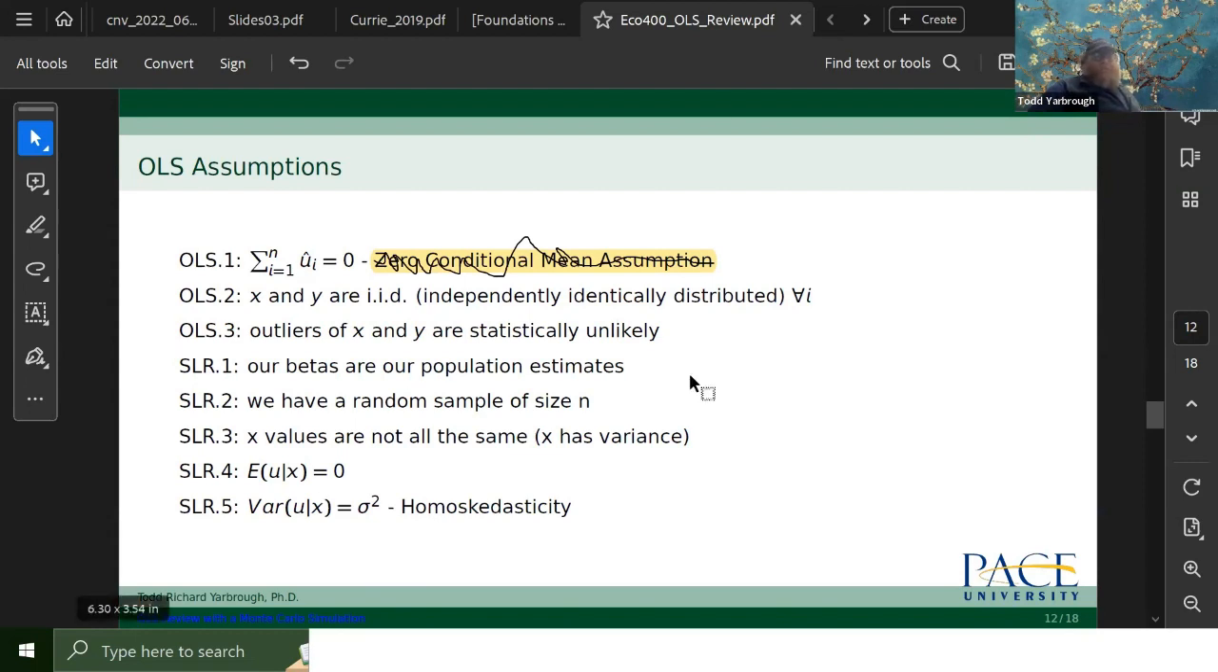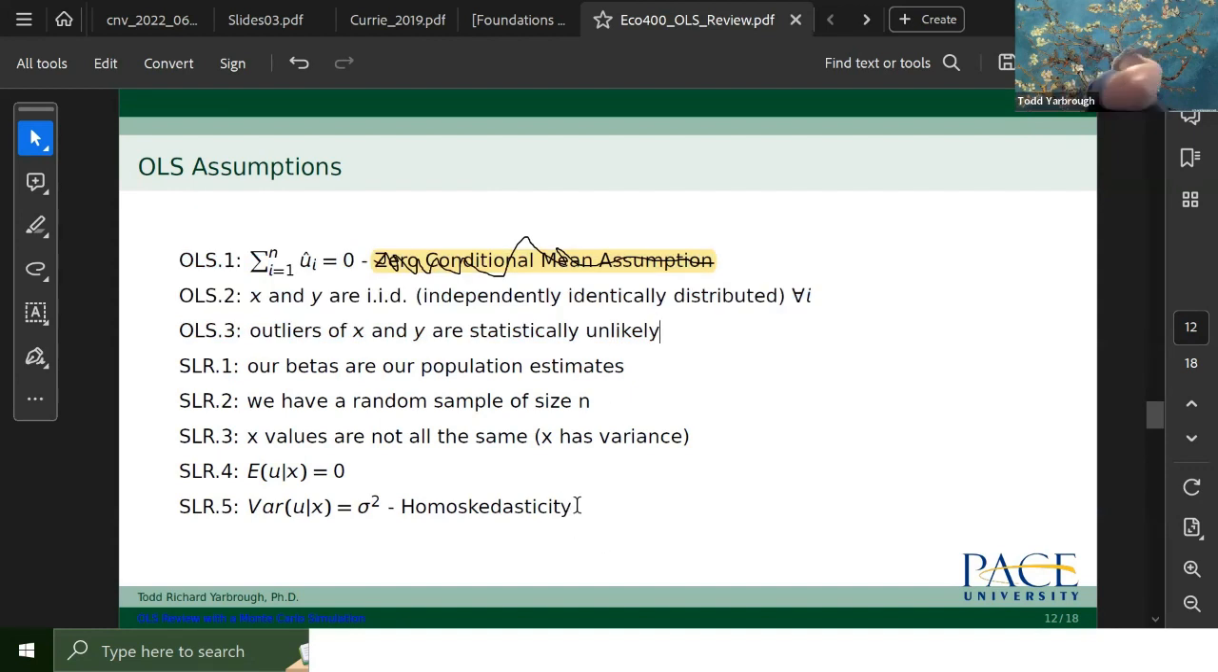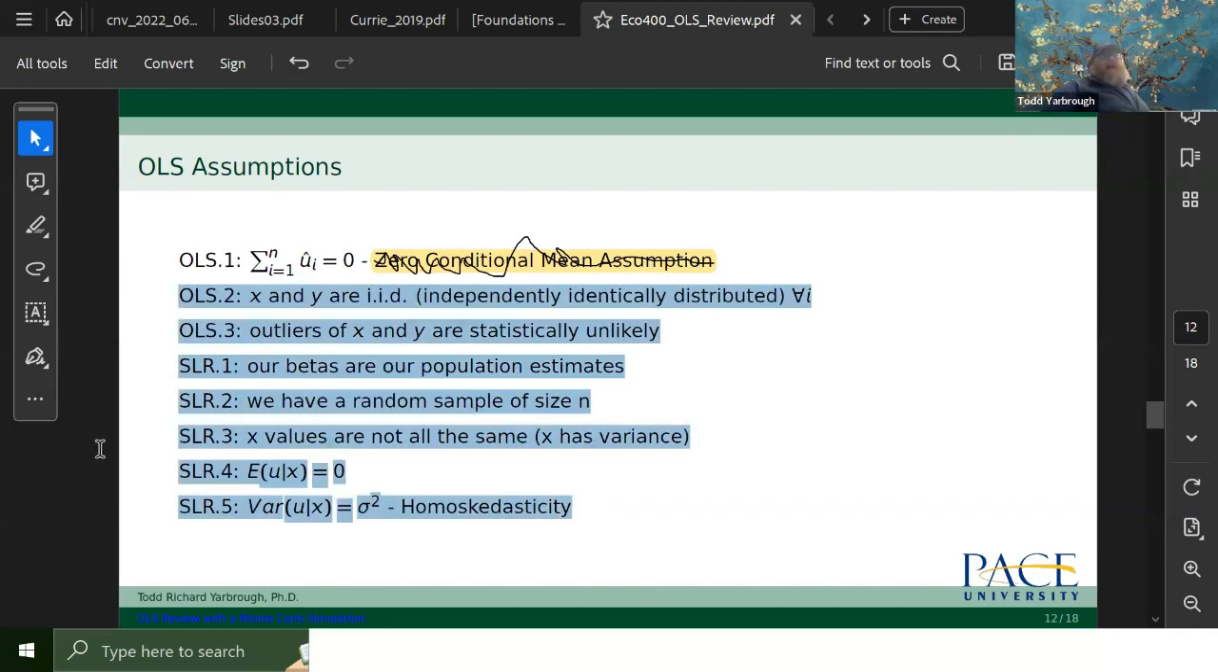So these are the three OLS properties, and then SLR1 through SLR5 are called the Gauss-Markov assumptions. Gauss is one of the most important statisticians of all time. There's all sorts of things named after Gauss: Gauss-Markov chains, Gauss-Markov assumptions. Very, very important statisticians, both Gauss and Markov. The two most important Gauss-Markov assumptions for us are the last two.